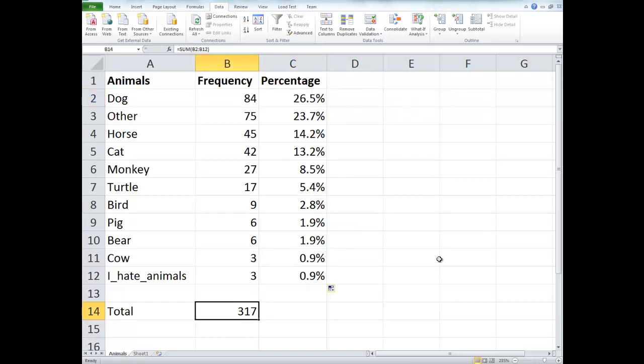Okay, and then if this number were to change, see, instead of 317, maybe we added 10 people here. So instead of 84, we had 94 people wanted dogs. All of our numbers are going to change, not just the one right here.